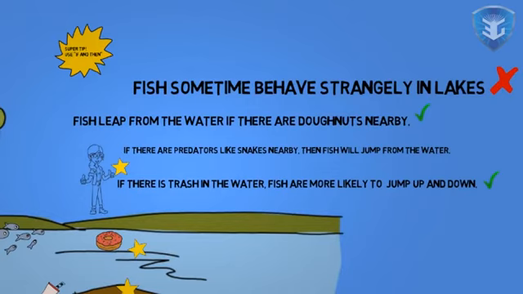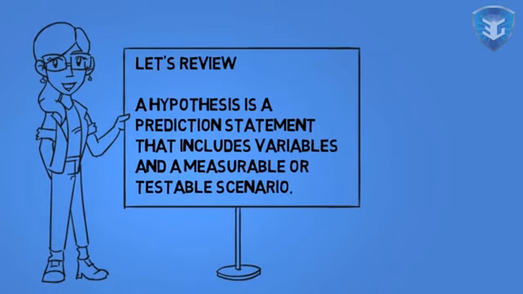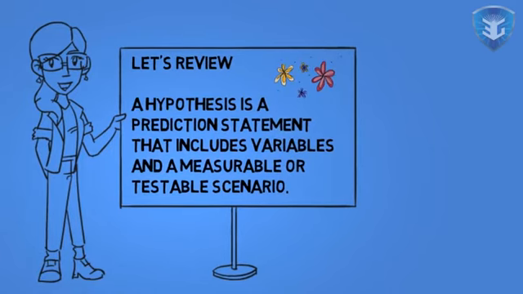If there are predators like snakes nearby, then fish will jump from the water. Much better. Very specific. We used an independent variable of a snake, and our dependent variable is present. We could test this by adding lots and lots of snakes to the water, and then watching fish behavior. Be kind of scary, though. So, finally, let's review. A hypothesis is indeed a prediction statement, but it must include your key components of the experimental variables, and it must be measurable or testable in some way.